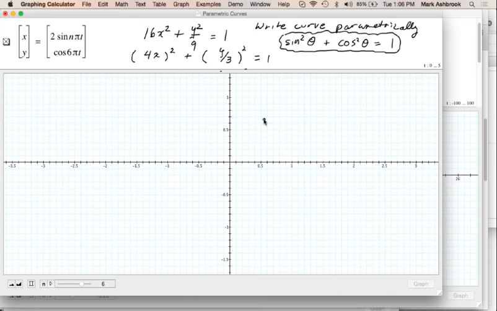So now how do I bring t's into the picture here? So I change this to 4x quantity squared plus y over 3 quantity squared equals 1. Why? Because I'm thinking about the Pythagorean identity, right? So what can I do? So t for theta. And then make 4x squared equals sine squared t.